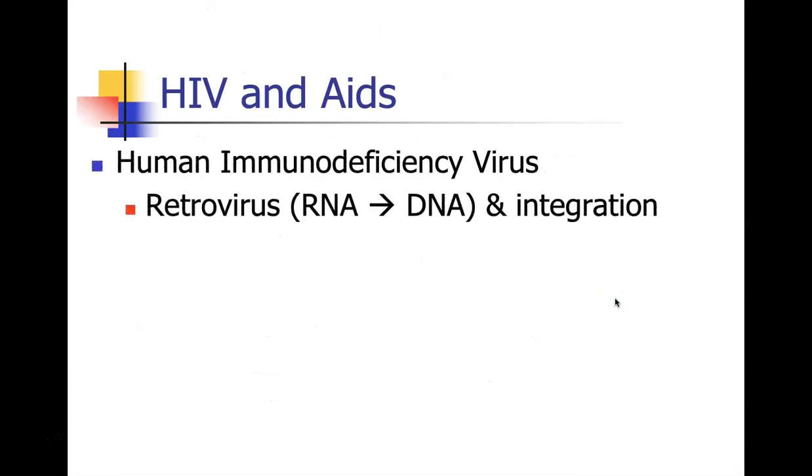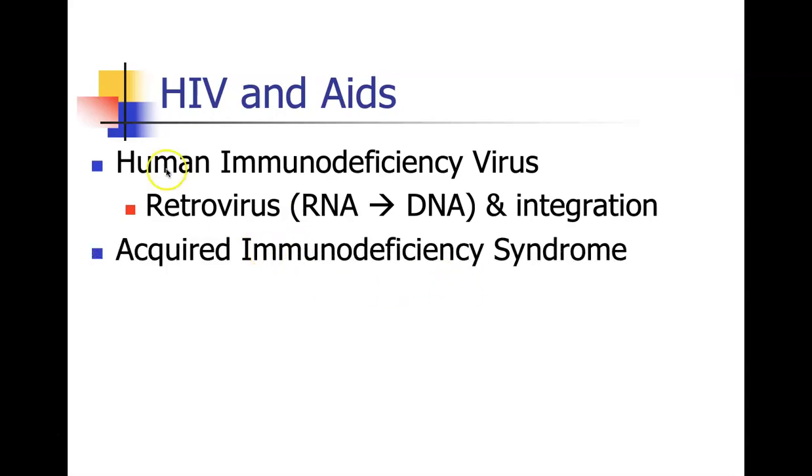So HIV stands for human immunodeficiency virus. And one of the major challenges of HIV is that it's a retrovirus. So it's an RNA-based virus, but then the DNA, when it infects, is integrated into the person's cells. And it can result in acquired immunodeficiency syndrome.